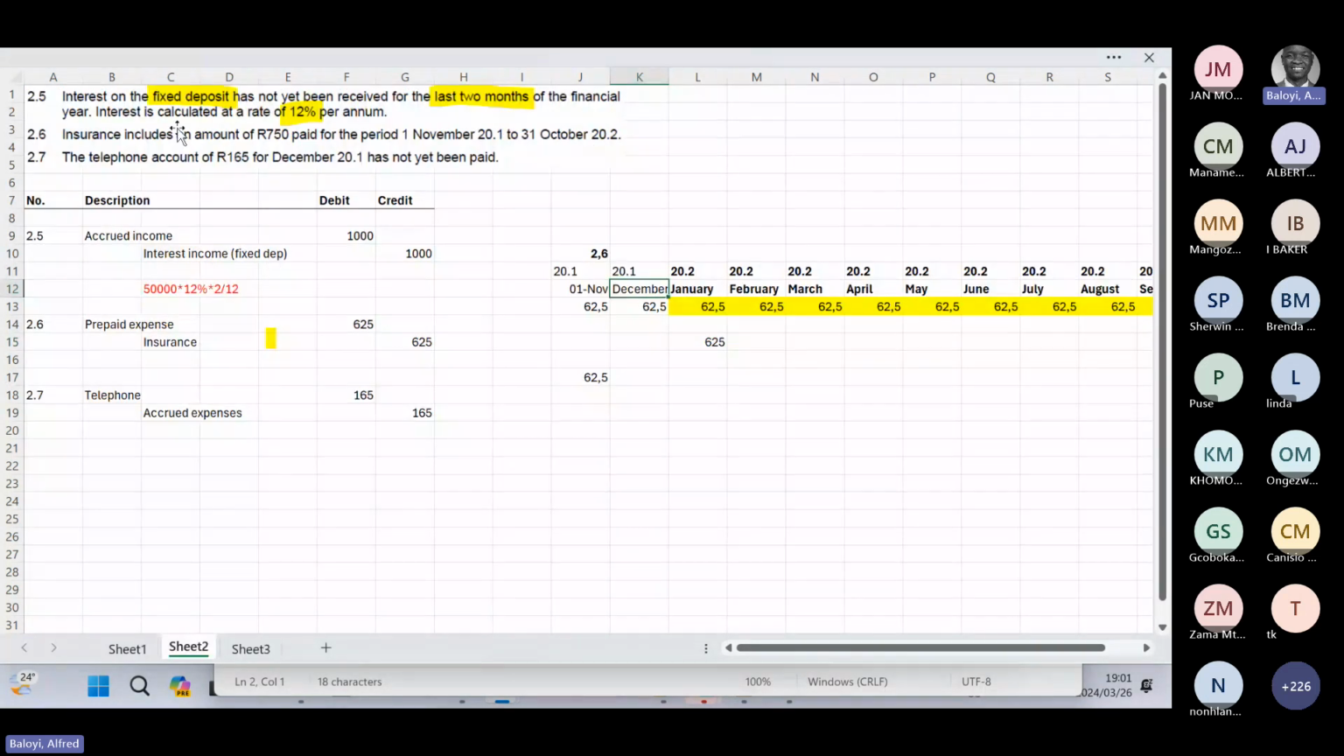So they're saying our insurance is from 1 November 20.1. So it's from here. This is only relating to insurance. It's not the whole financial period, the whole transaction. Oh, okay. It only relates to that. But I think just do more questions. It will make sense. I will share this with everyone. If you practice, you will get it. But this one relates to 2.6 only. Okay, thank you, sir.